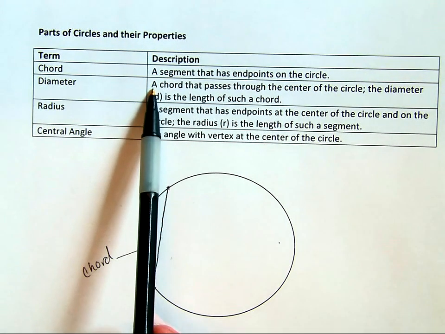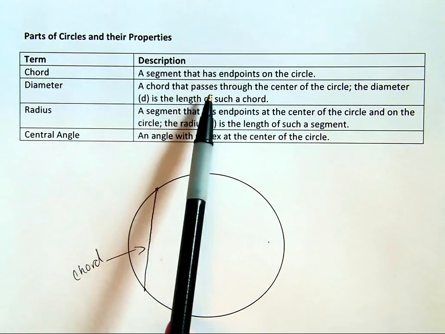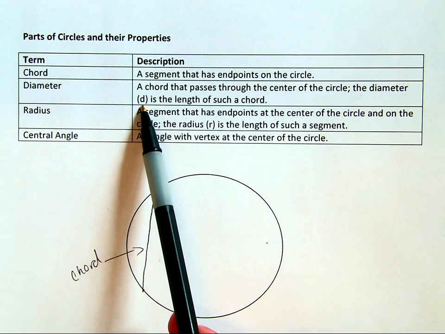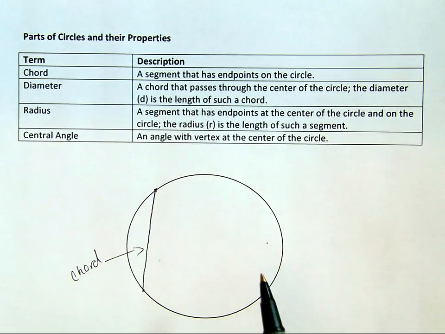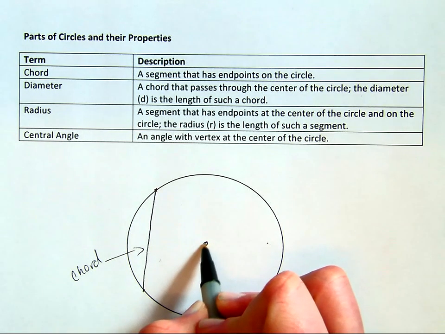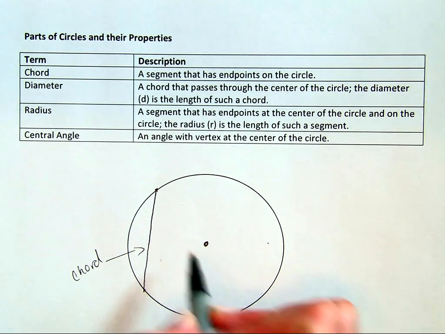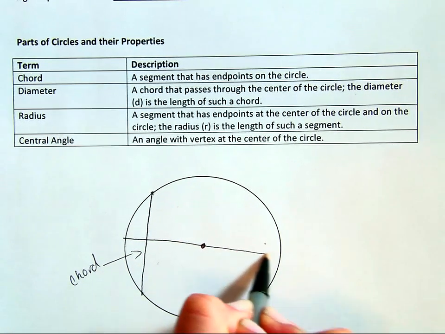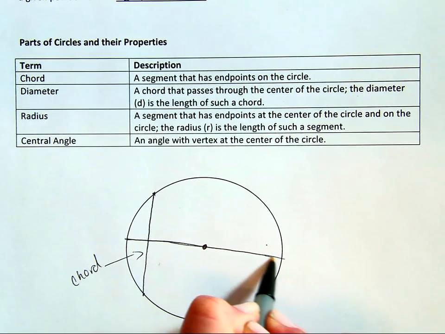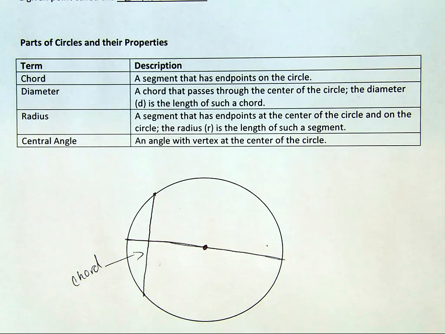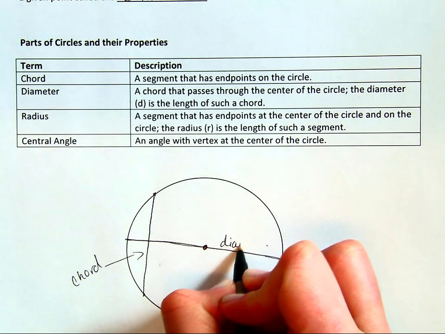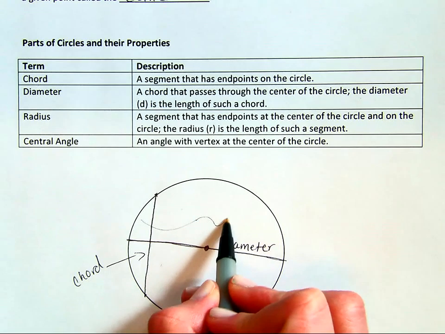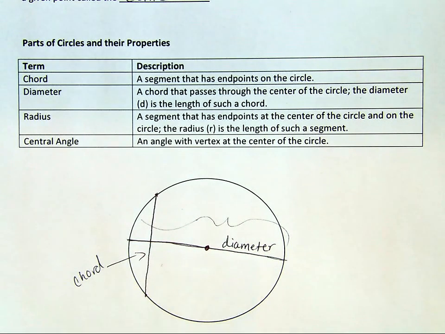The diameter is a specific type of chord that passes through the center of the circle. The diameter D, we usually label the diameter with D, is the length of such a chord. So let's say we had our center of the circle right here. The diameter is going to go right through the center, and the length of that is the length of the diameter. So this whole thing here is the diameter.